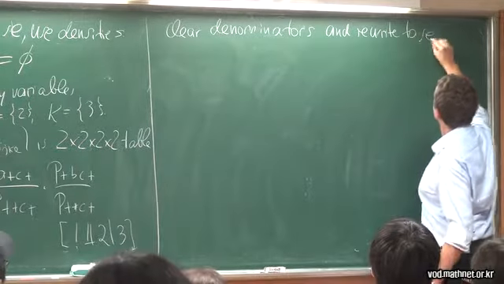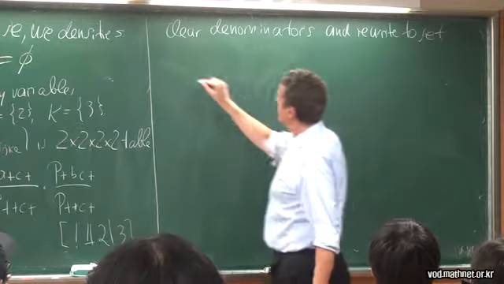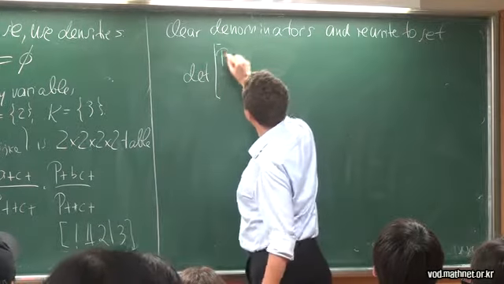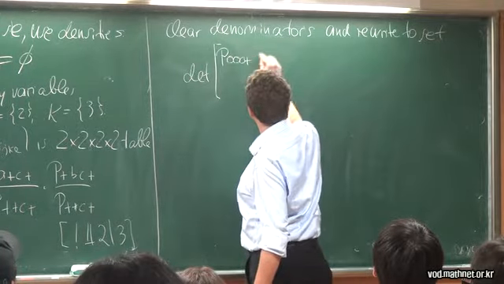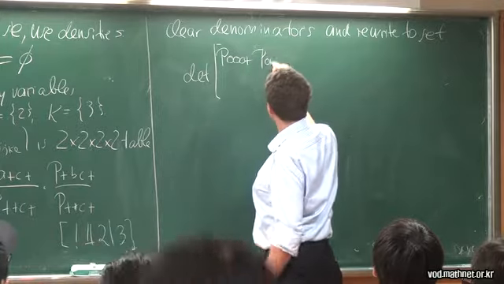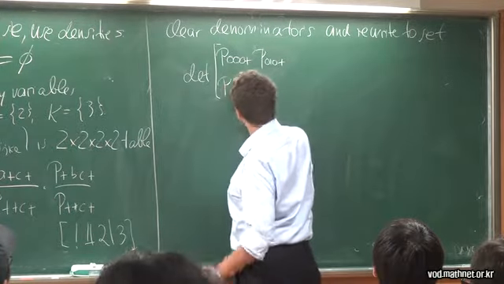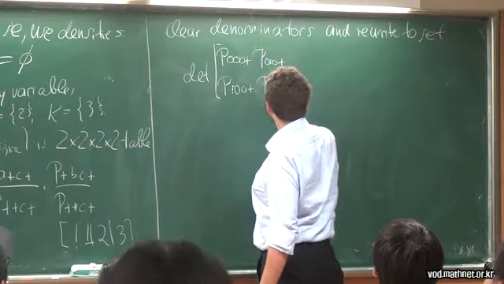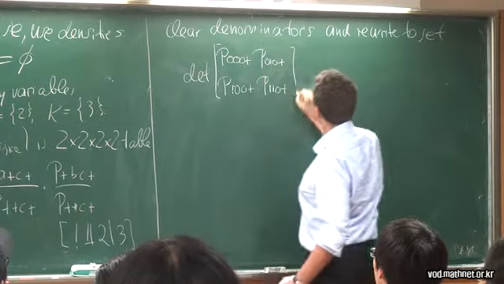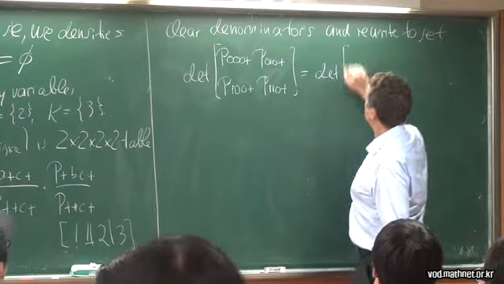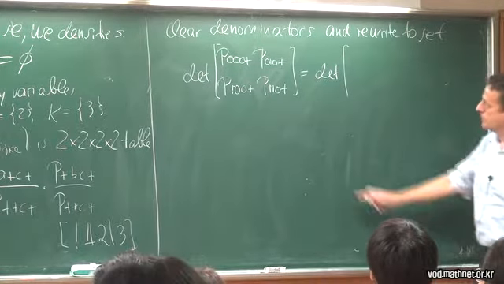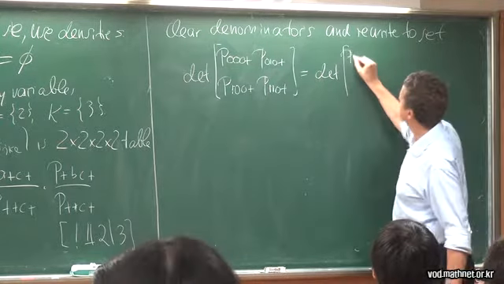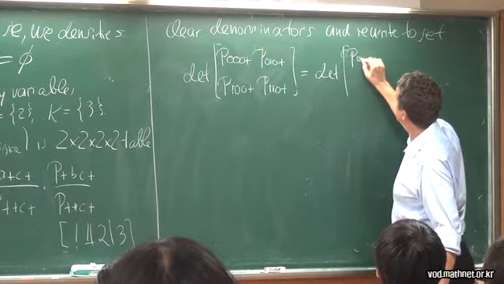And you get the following. The determinant of this 2 by 2 matrix, P000+, P010+, P100+, P110+ is 0. And we're conditioning on the third variable. So here the third variable is in state 0. Right? Now here we're doing exactly the same thing, we're just putting it in state 1.